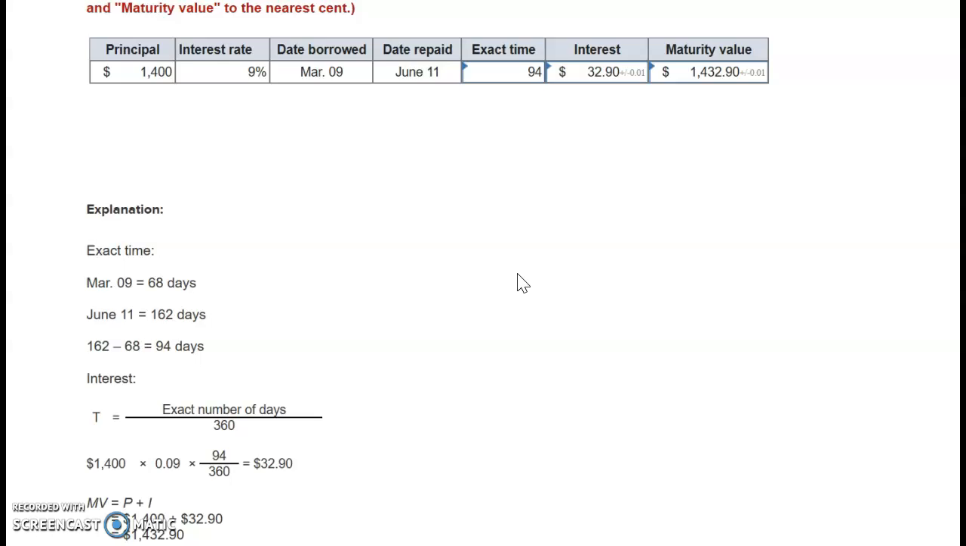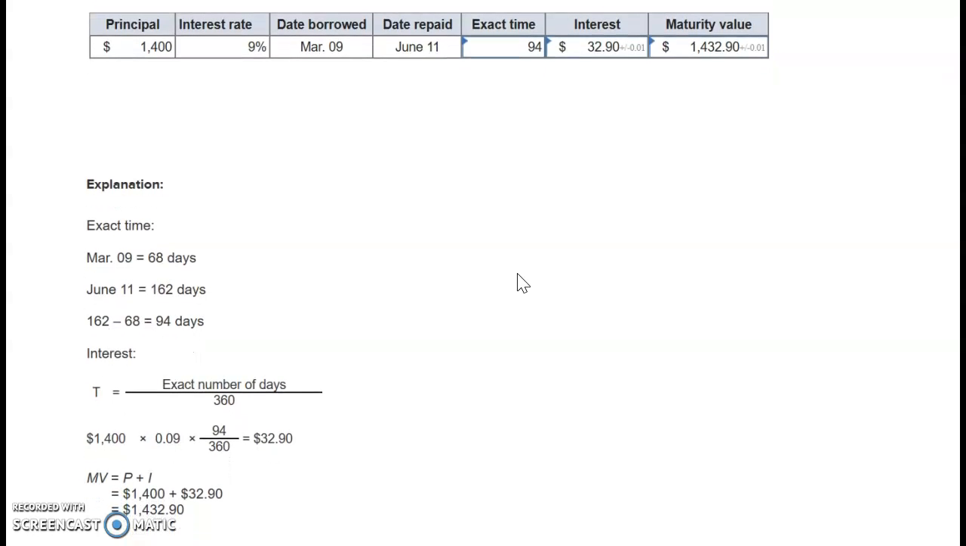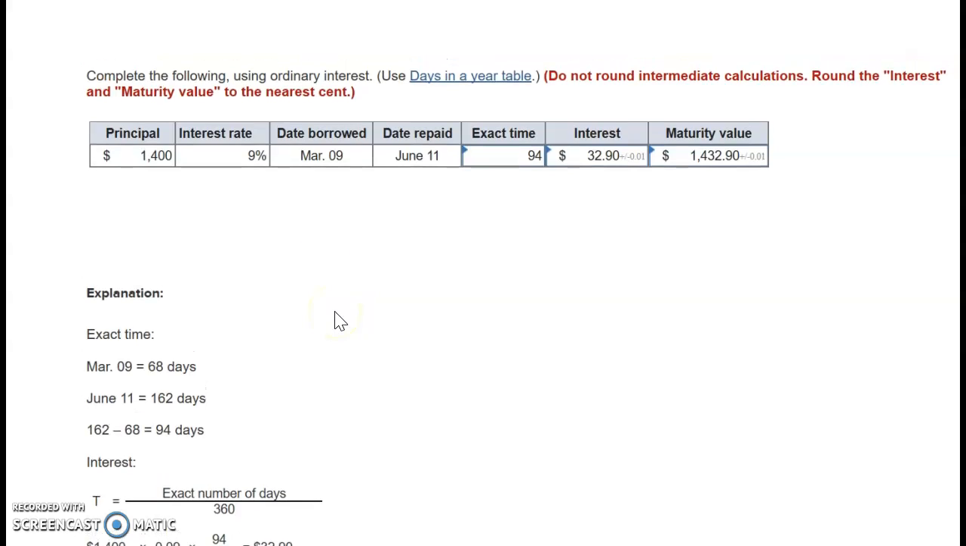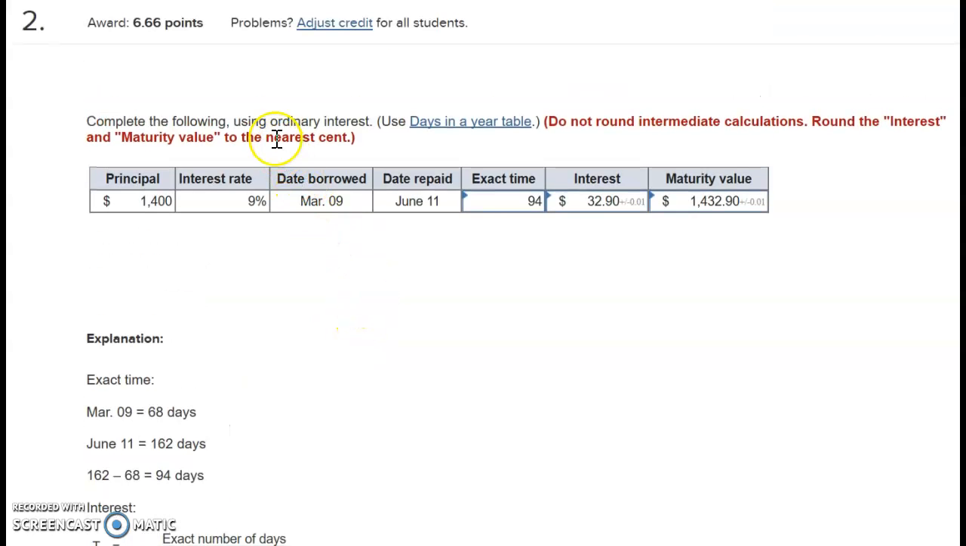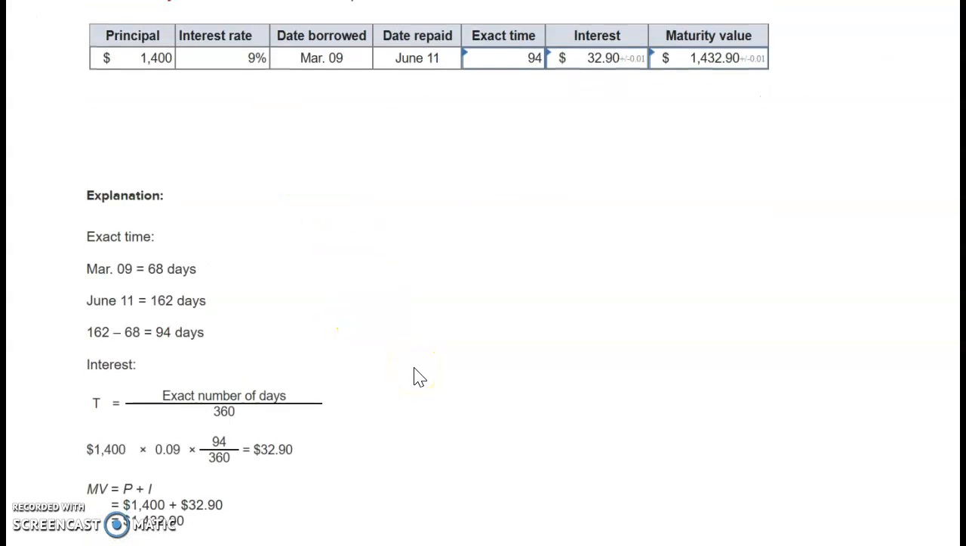$1,432.90. Remember a trick that I gave you, or a tip about remembering which is ordinary interest and which is exact interest. The word ordinary starts with an O, and 360 has this O looking 0 at the end. So that's kind of how you can remember. The one with the 0, which looks like an O, goes with ordinary, which starts with an O, okay?